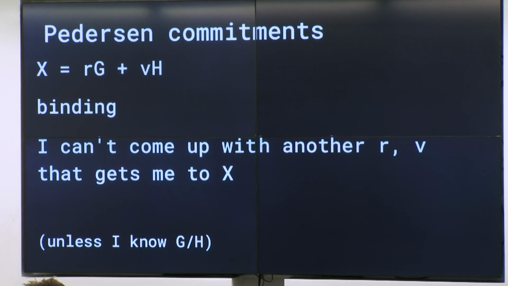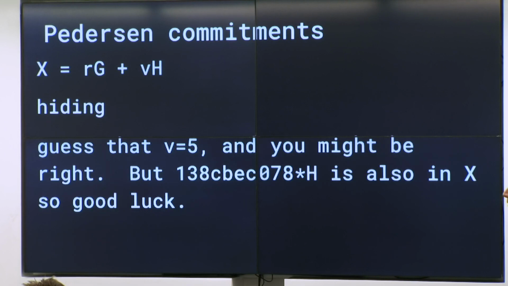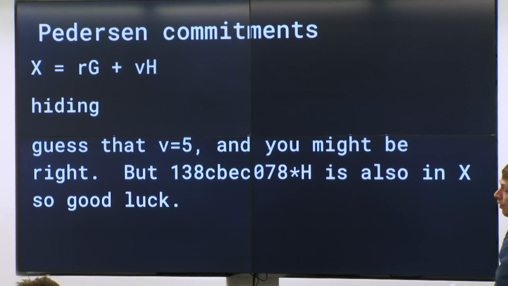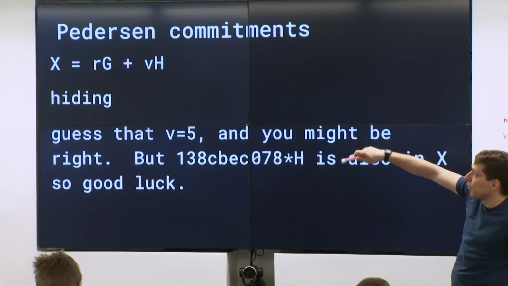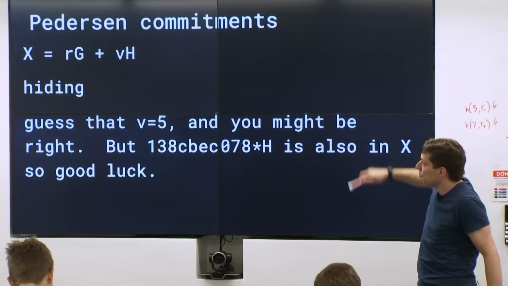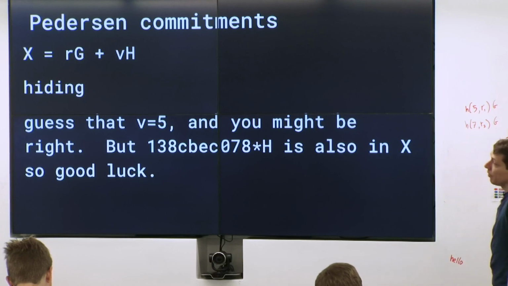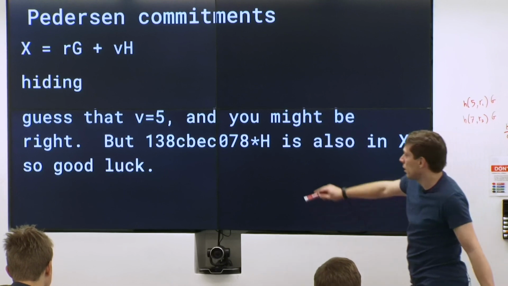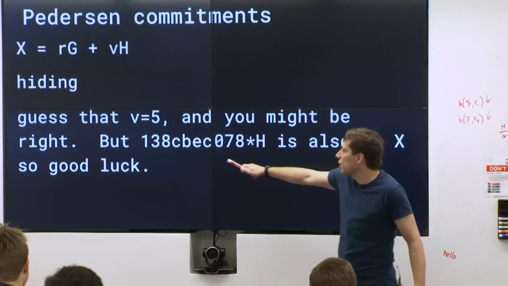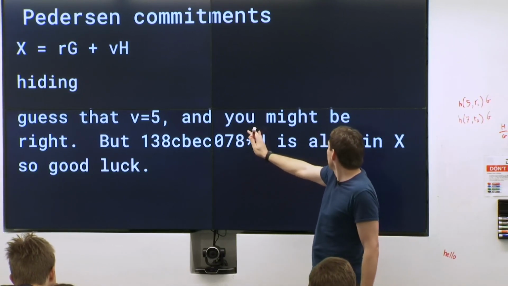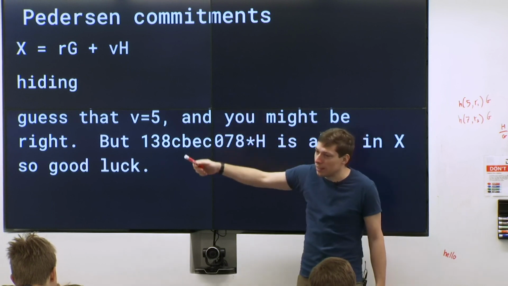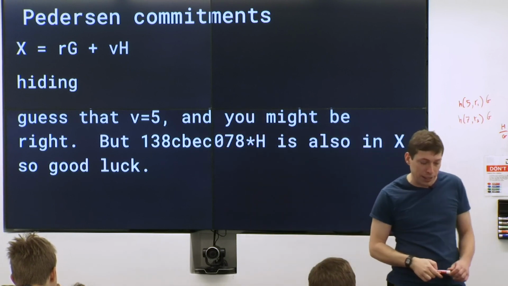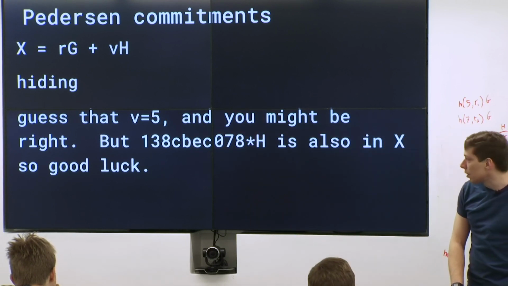It is binding. It's also hiding, right? So you might successfully guess. I might commit v equals 5, do some random number r times g plus 5h, and you might guess correctly. But, oh, this should have been g. Oops, sorry, this is g. But if I have some really long random number times g, it's also in x, and you're not going to be able to guess that. So this is also hiding.